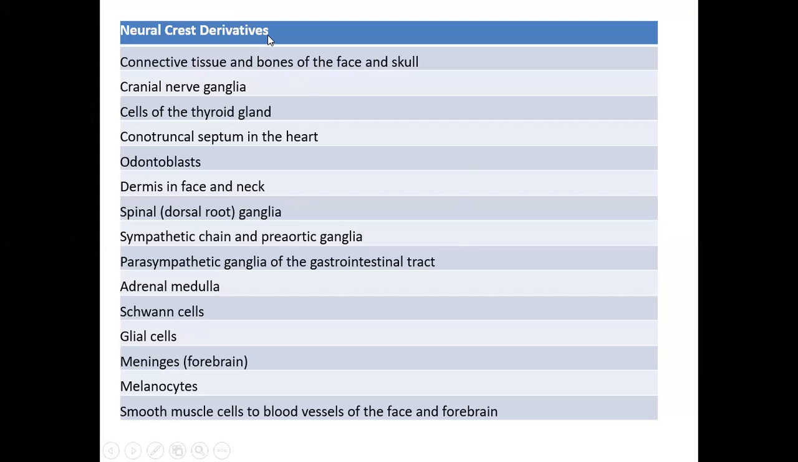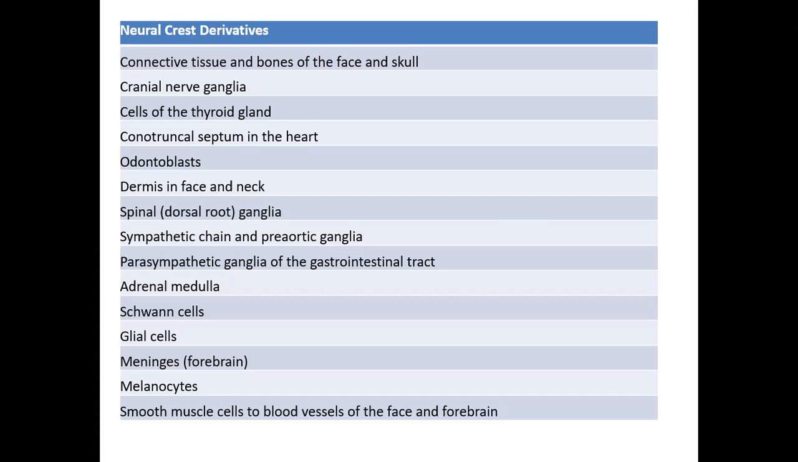So what are the different neural crest derivatives? These are the connective tissue and bones of the face and skull, cranial nerve ganglia, cells of the thyroid gland, that is the parafollicular C cells, the conotruncal septum in the heart, the odontoblasts of the teeth, dermis of the face and neck, spinal dorsal root ganglia, sympathetic chain and the preaortic ganglia, the parasympathetic ganglia of the gastrointestinal tract, adrenal medulla, the Schwann cells, the glial cells, meninges, melanocytes, and the smooth muscle cells of blood vessels of the face and forebrain. So these are all derivatives of the neural crest cells.